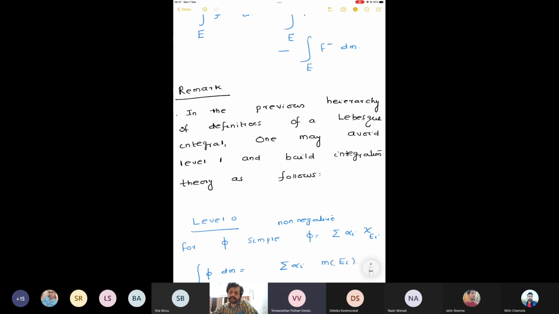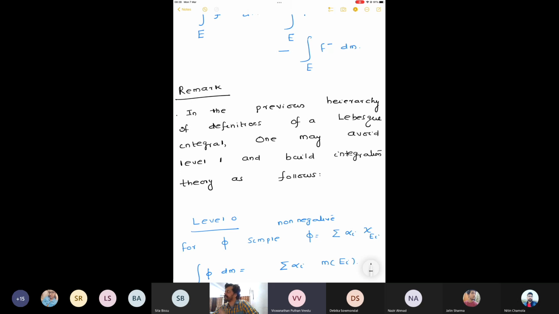If you see some other textbooks, you may not see how to handle a bounded measurable function. First, they will talk about simple functions. Then they directly talk about non-negative measurable functions without bothering whether they are bounded or not. That means they may not handle bounded measurable functions, or Lebesgue integrability from lower, upper integrals, etc. In that case, you should not be confused. That's why I am putting it as a remark that level 1 can be avoided.